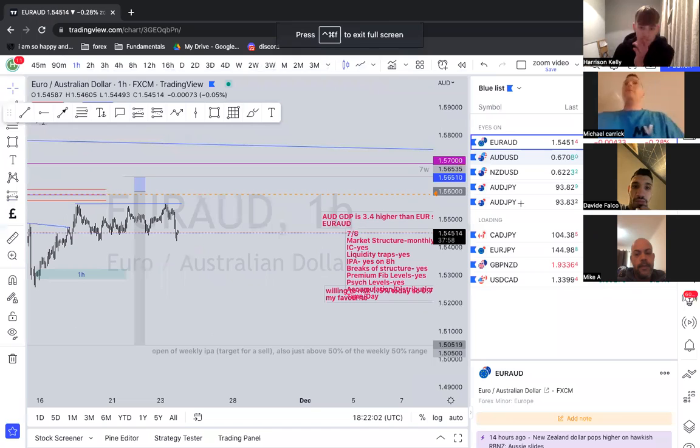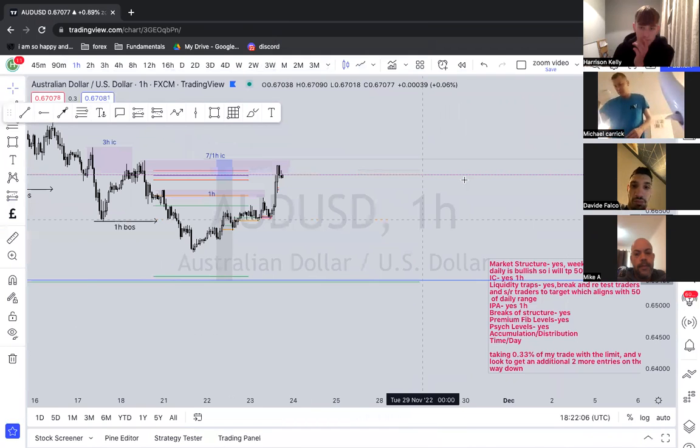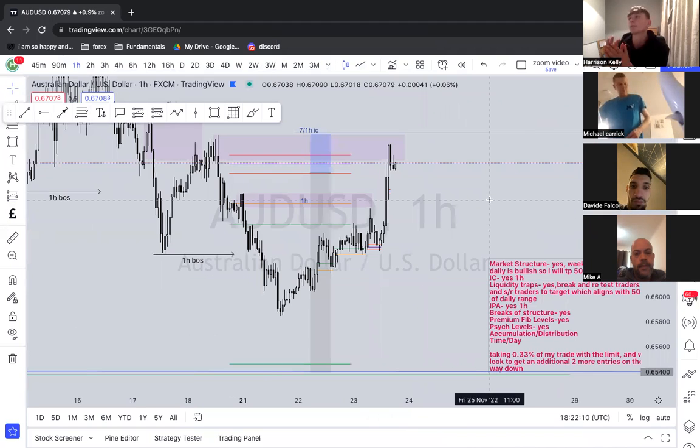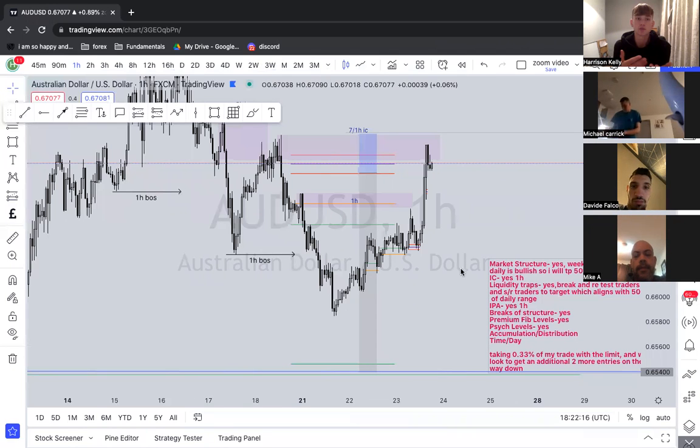Now, AU, I wasn't actually going to take this trade today, but because I've already made a bit of profit and I know that even if I lose this trade, I've not lost 1.5% of my account, I'm happy to get into the market, if that makes sense.